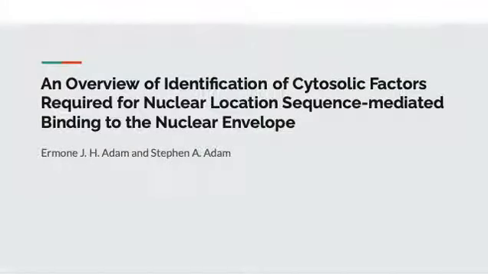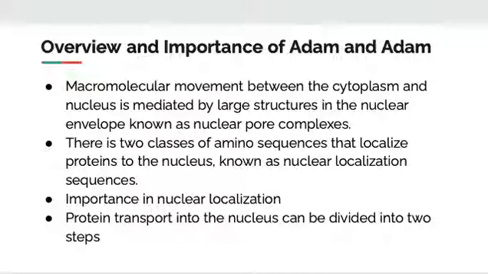Okay, hi guys. So today we're going to be doing an overview of "Identification of cytosolic factors required for nuclear location sequence-mediated binding to the nuclear envelope." This paper is by Adam and Adam and was published in 1994. Okay, so why is this paper important to us? This is our overview as well.